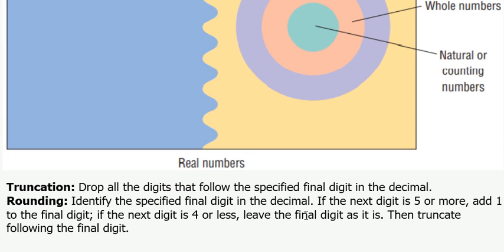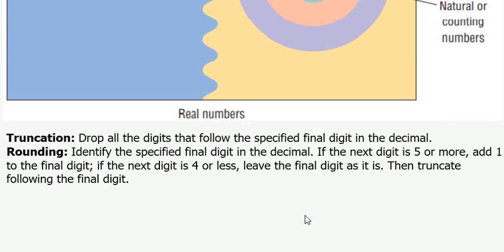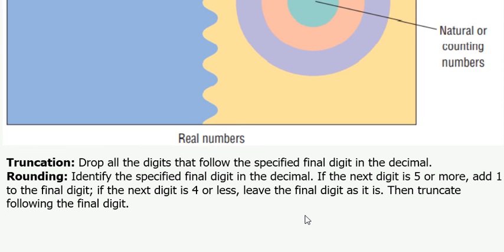Truncation: drop all the digits that follow the specified final digit in the decimal. If you want 3 decimal places, drop all after that. Rounding: identify the specified final digit in the decimal. If the next digit is 5 or more, add 1 to the final digit. If the next digit is 4 or less, leave the final digit as it is. Then truncate following the final digit.